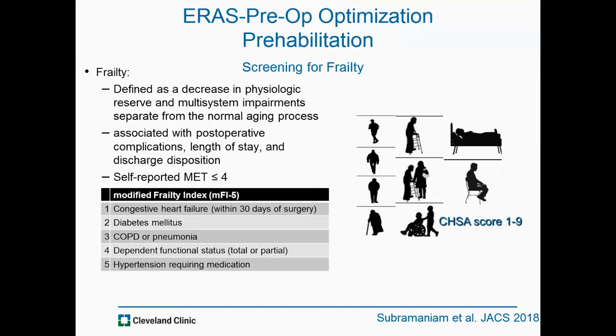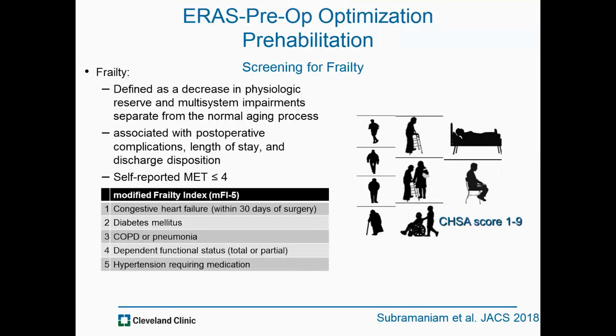Frailty has been shown to be associated with postoperative complications, length of stay, and discharge disposition. There are many different ways to screen for frailty, and we spoke about the metabolic equivalent; patients with a metabolic equivalent less than 4, that's a marker of frailty. There are more specific indices for frailty, such as the modified frailty index, which takes different comorbidities into account to come up with a score.